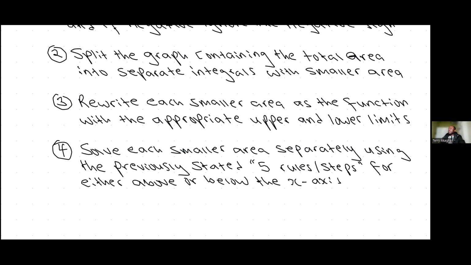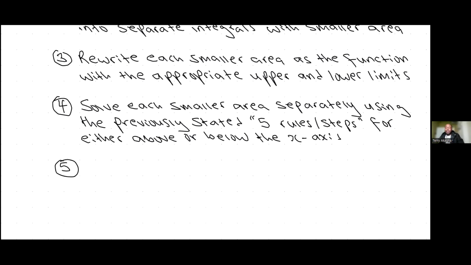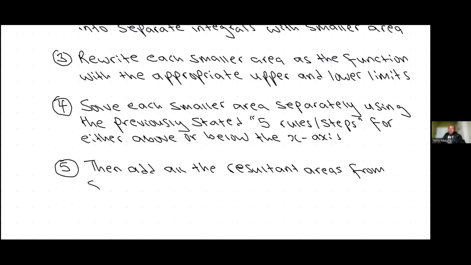Then when you're done with that, number 5, the next thing you do is that you add all the resultant areas from step 4 to give the total area of the shaded region.